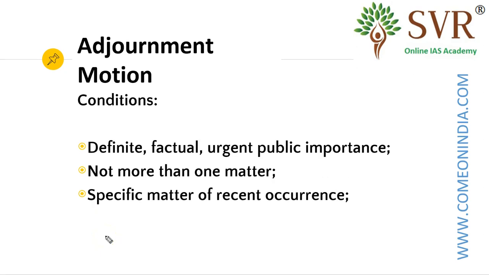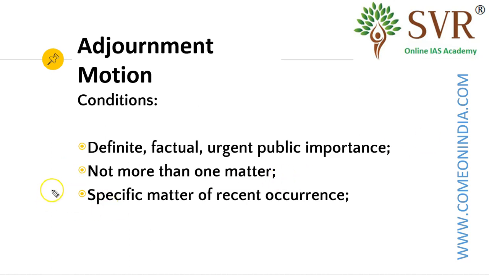For moving an adjournment motion in the House of Parliament, it should obey certain criteria. The criteria were: number 1, the adjournment motion should be definite, factual, and deal with matters of urgent public importance. It is the predominant condition under which the adjournment motion can be moved in the House of Parliament. And then the adjournment motion should deal with one single matter. It should not deal with more than one matter, because if it does so, then the focus of the matter is distracted. So the adjournment motion is required to deal with only one matter.